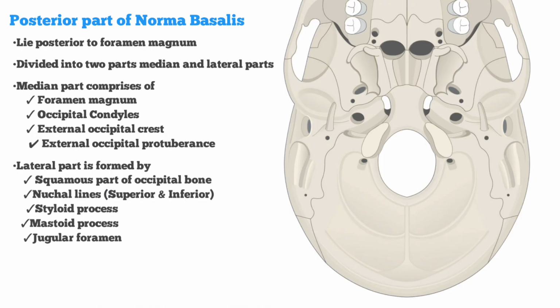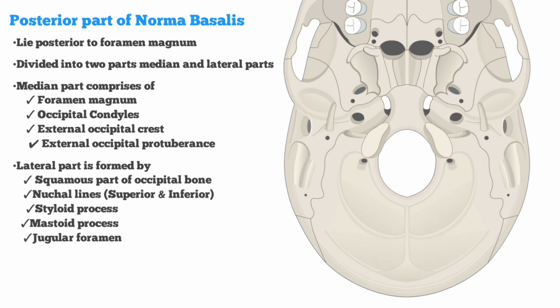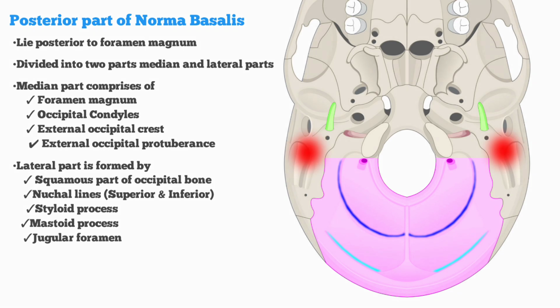Posterior part of Norma basalis. It lies posterior to the foramen magnum. Divided into 2 parts, median and lateral parts. The median part comprises the foramen magnum, occipital condyles, external occipital crest, and external occipital protuberance. The lateral part is formed by the squamous part of the occipital bone, nuchal lines, superior and inferior, styloid process, mastoid process, and jugular foramen.